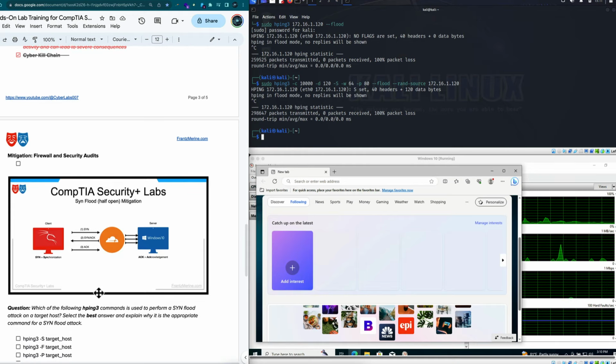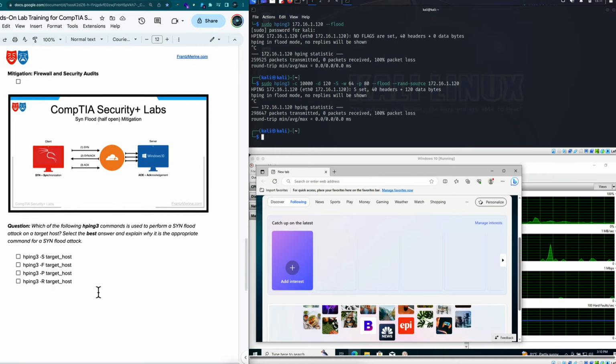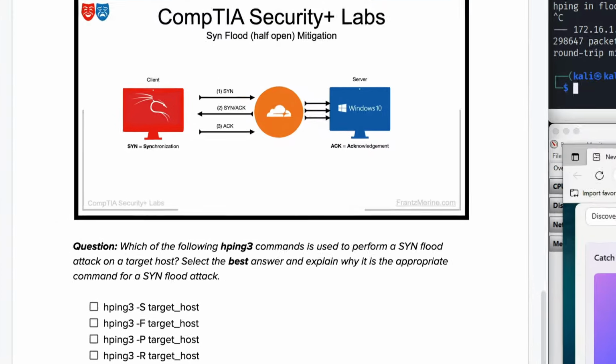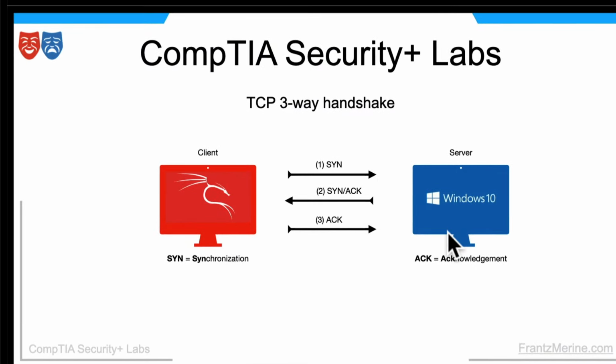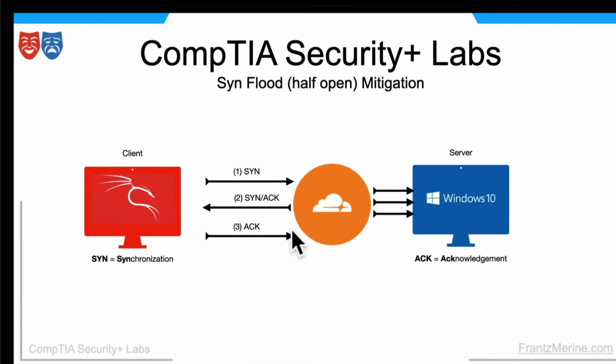Let's take a look at some of the mitigation techniques against a SYN flood attack, and let's go back to our diagram. On our diagram with the three-way handshake, one of the things we can do is put a proxy service or proxy server between clients and servers. In my case, we use a company called Cloudflare, just for illustration purposes. Cloudflare sits between clients and servers, and we make sure that a complete three-way handshake is completed before we pass it on to the server.